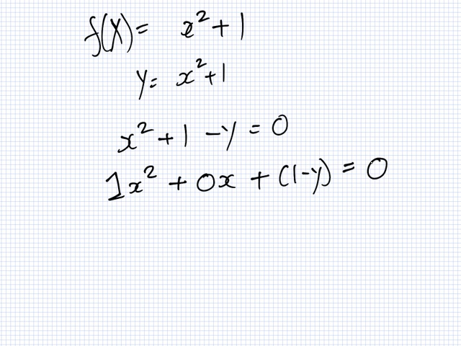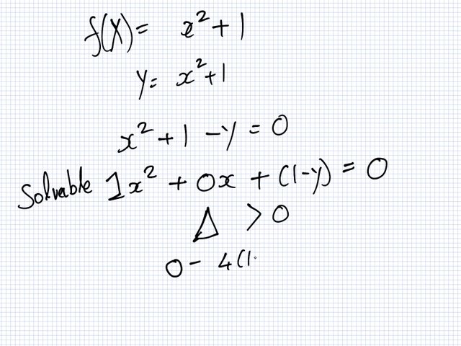Quadratic. Are quadratics always solvable? No. They require the discriminant to be positive. That's the only way to make this solvable. So, discriminant is what? b squared minus 4ac should be positive.